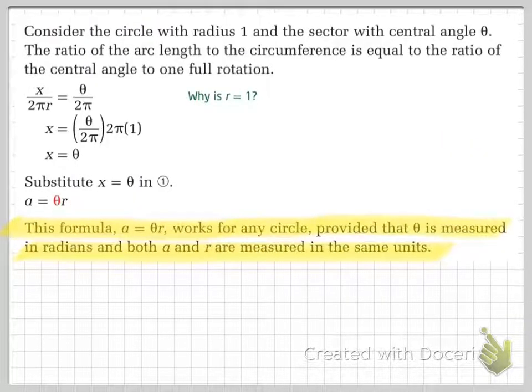Now, if we consider the circle with radius 1 and the sector with a central angle of the angle, the ratio of the arc length to the circumference is equal to the ratio of the central angle to one full rotation. This means that x is going to equal our angle. If we substitute our angle into it, A is equal to our angle times r. This formula that's highlighted, A equals our angle times r, works for any circle provided that our angle is measured in radians and both A and r are measured in the same units.